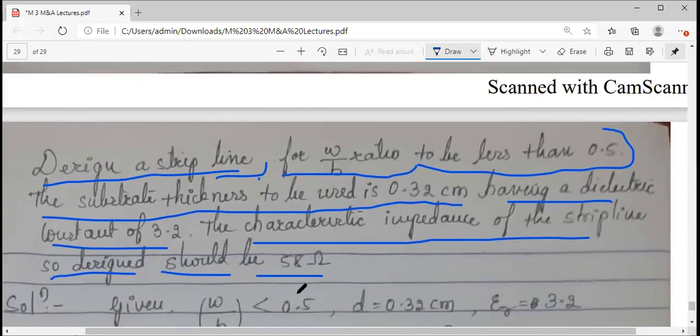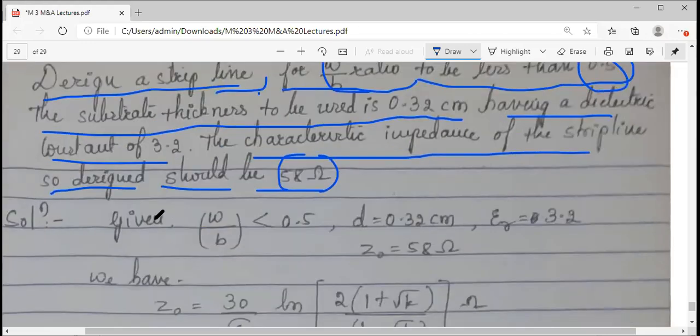That means fixed values are given: the characteristic impedance should be this much, and the W by D ratio should be this much. For that you need to design the strip line. So what type of geometry you will choose is important here. It is a different kind of problem. This is the condition given. Whatever I design finally, the width value I get should be less than 0.5.